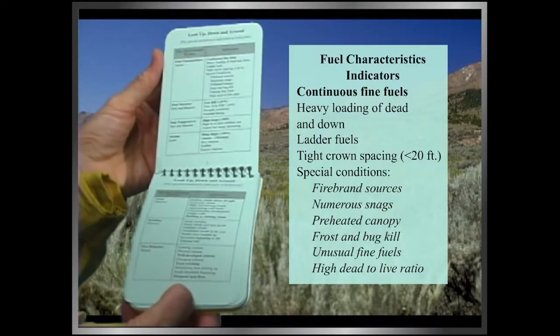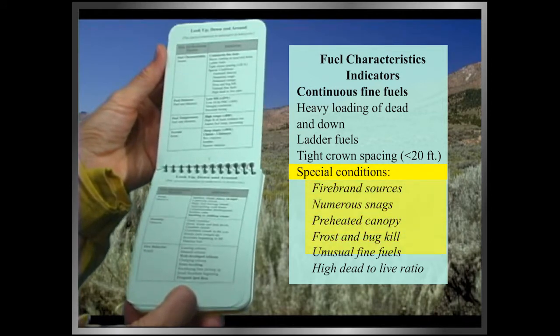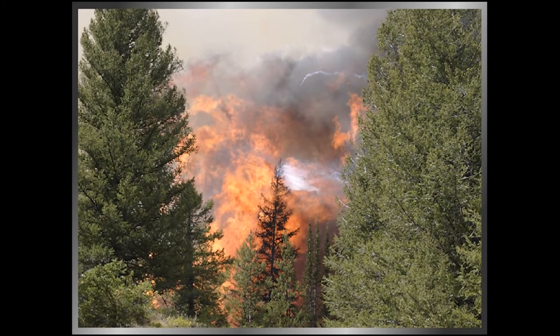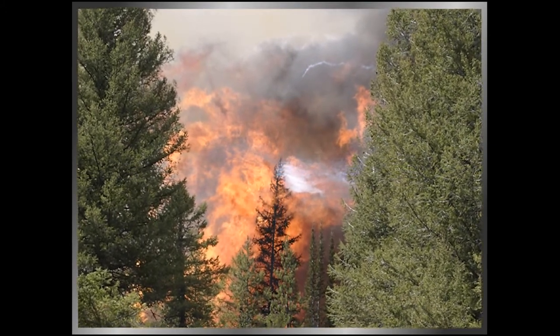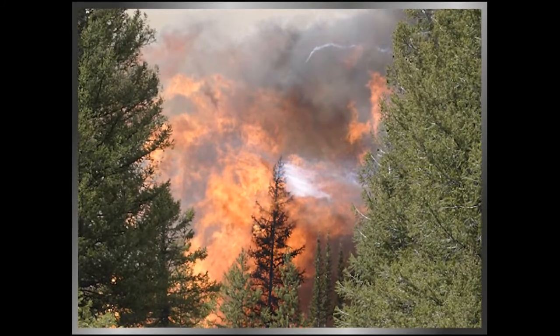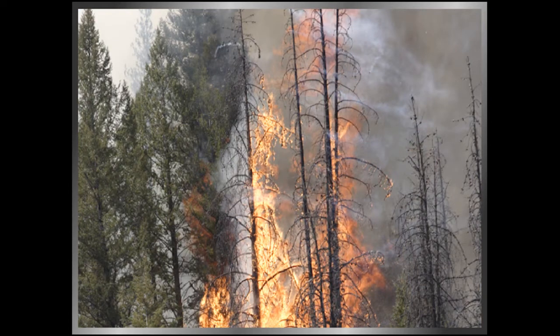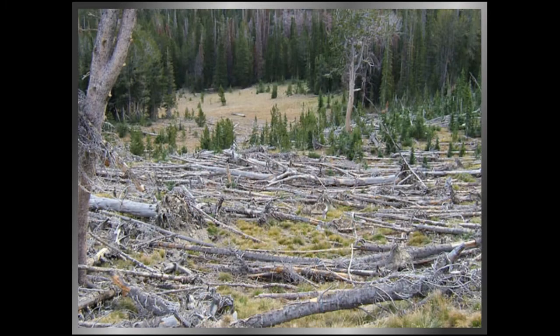The last indicator for fuel characteristics is special conditions. There are several special conditions that you need to pay attention to. The first one is firebrand sources, which include any sources of heat capable of igniting wildland fuels. Always assess the firebrand sources because fuel type characteristics and availability may change due to local or unique conditions. Identifying firebrand sources will also help anticipate severity of spotting problems.